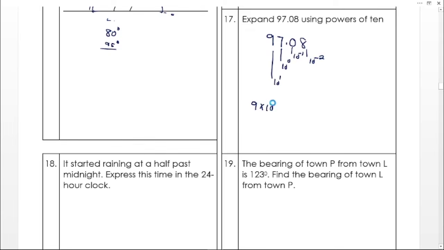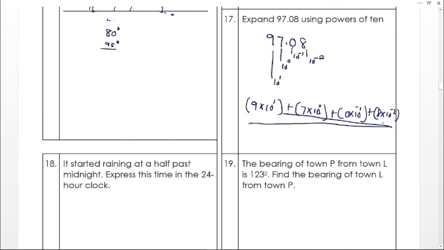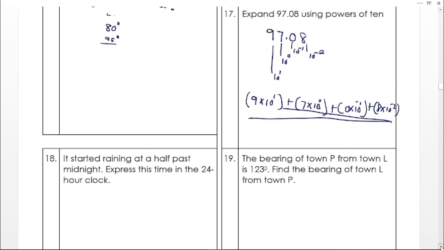9 times 10 power 1, then plus 7 times 10 power 0, then plus 0 times 10 power negative 1, then plus 8 times 10 power negative 2. We stop here. You get your ruler, you underline well. Now that's our answer. So very easy, very, very easy.